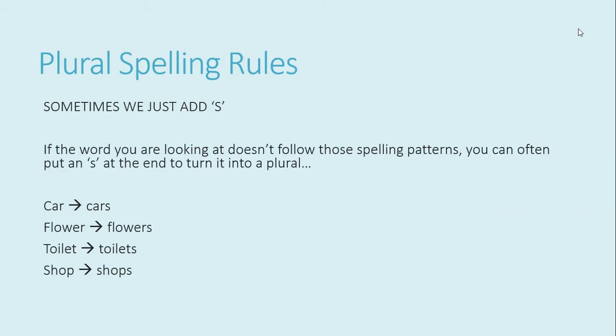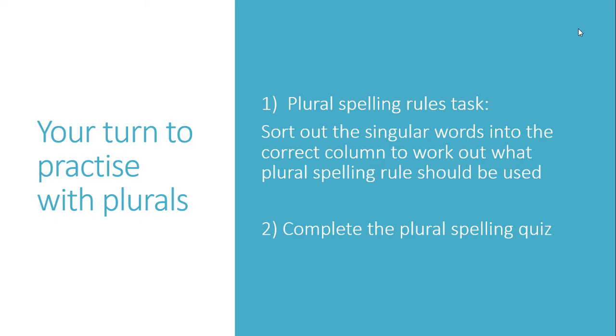To be fair, if the plural does not follow any of these patterns that we've already discussed, we tend to just add S. So words such as car, flower, toilet, or shop become cars, flowers, toilets, shops, just by adding S. So lots of information to take in there.